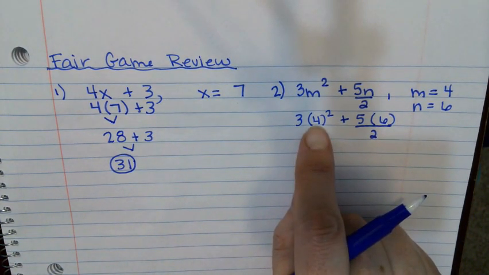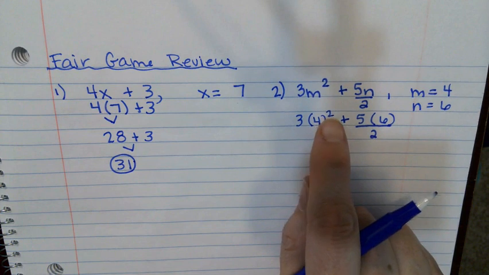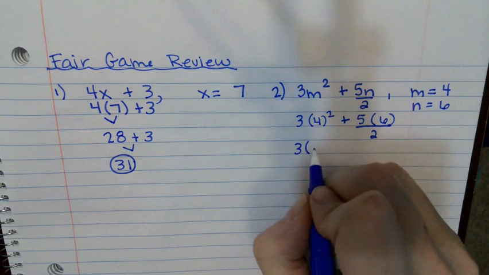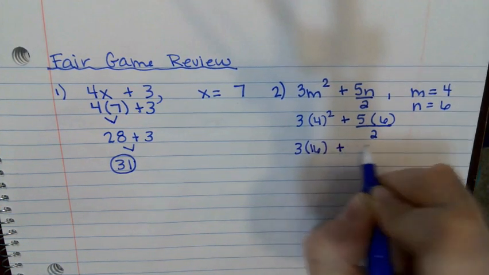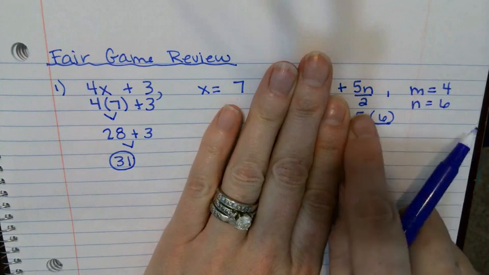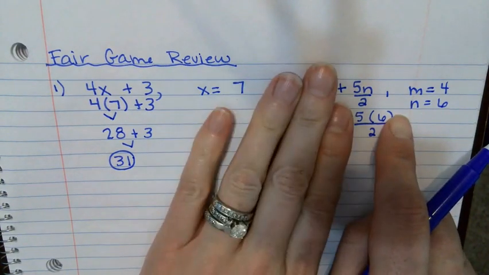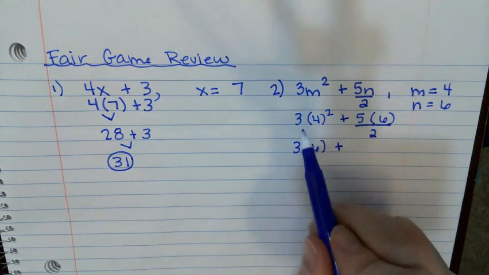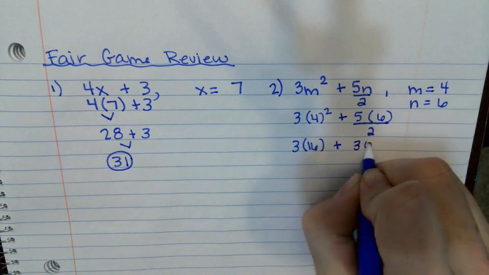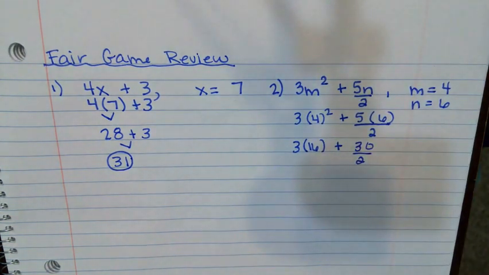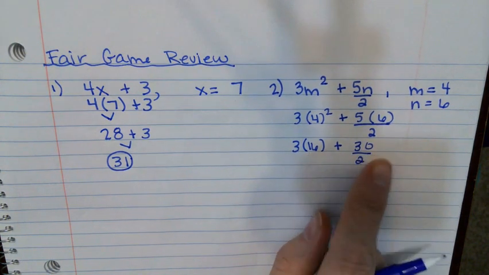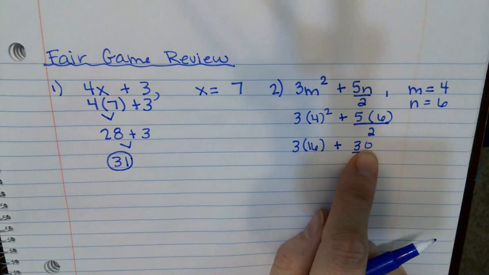With this guy, I have to do 4 squared first, because the exponent is attached to the 4. So we're going to do 3, don't forget your parentheses, times 16 plus, now I'm going to go ahead and operate 5 times 6 because it does not affect this, okay? This is a separate term, and you can actually simplify the individual terms. So I have 30 divided by 2. So now I have to do 3 times 16, and then I have to do 30 divided by 2.